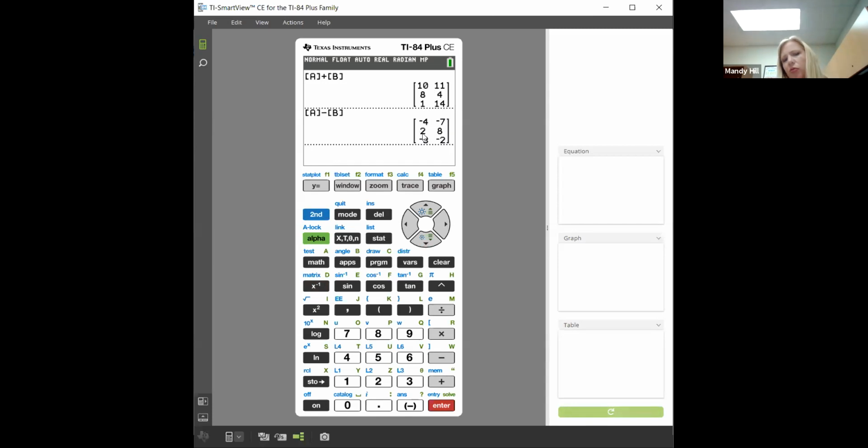What if I want to multiply matrix A by 3? Well, you would just do 3. And when you're multiplying, you don't have to put times. So you can just put them right beside each other. So here's 3 times matrix A, and we would hit enter and get that answer.